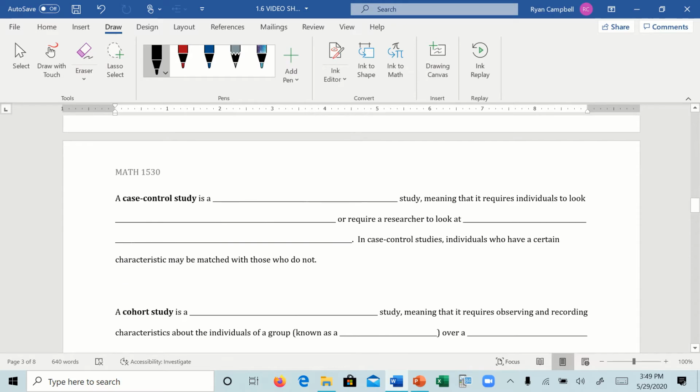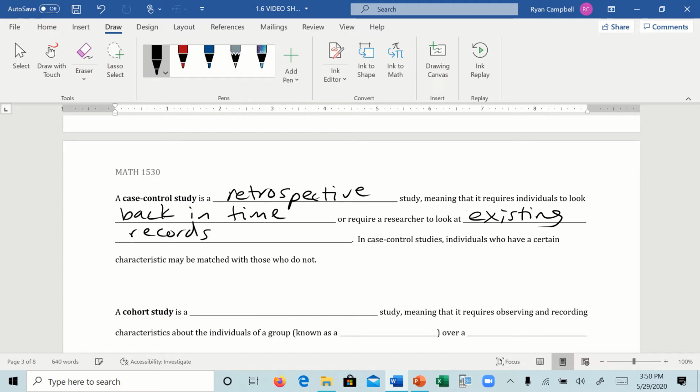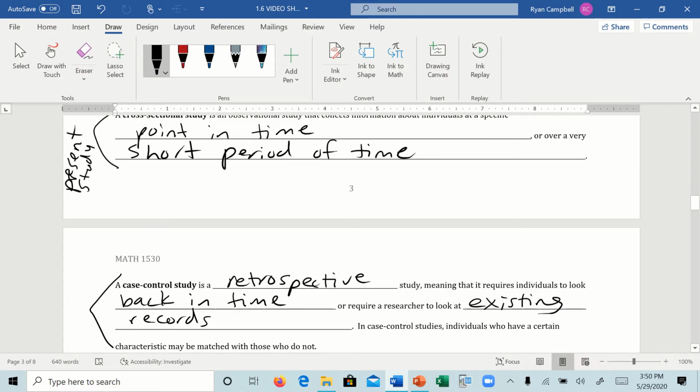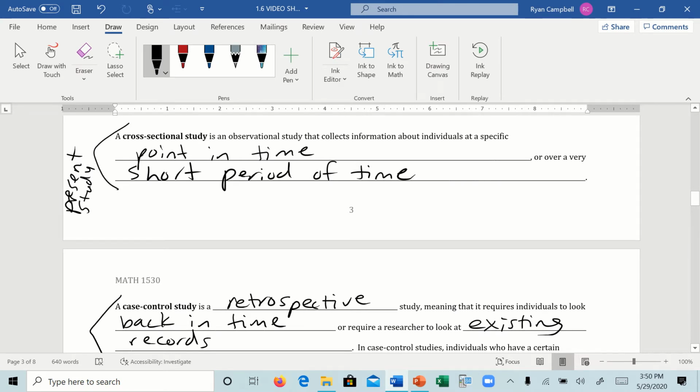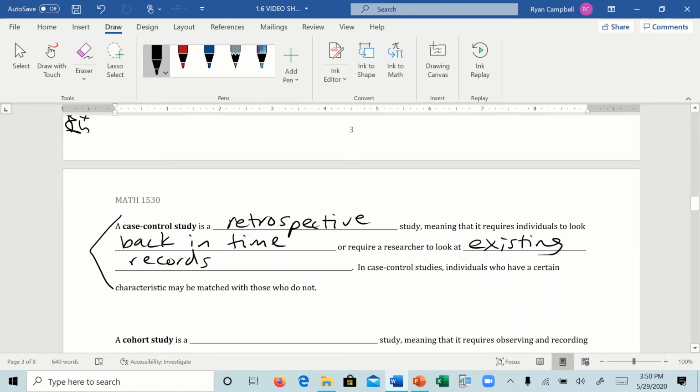The next one is the case control study. So this is a retrospective. Retro means past, right? So meaning that it requires individuals to look back in time, or require a researcher to look at existing records. So in these types of studies, individuals who have certain characteristics may be matched with those who don't. So just like how we said, I like to think of the cross-sectional study as the present study. A case control study would be the past study.